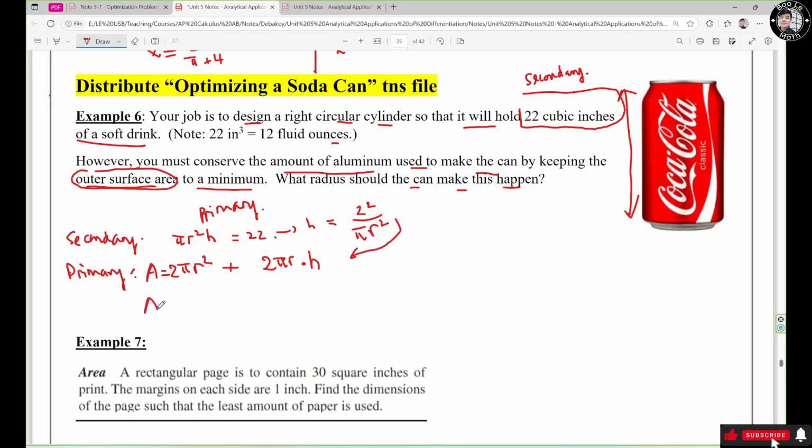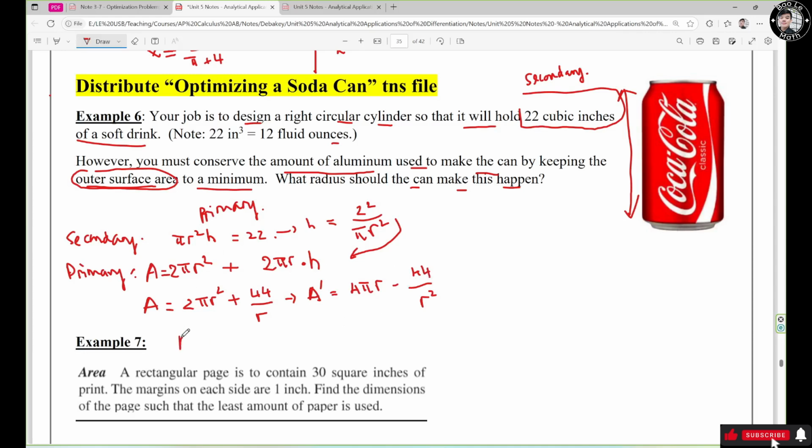So I have A equals 2 pi r squared plus 2 pi r times 22 divided by pi r squared, right? Now I need to simplify this. Now I need to take the derivative of this one, so A prime should be let equal to 0, so that I'm going to find the critical number, right?